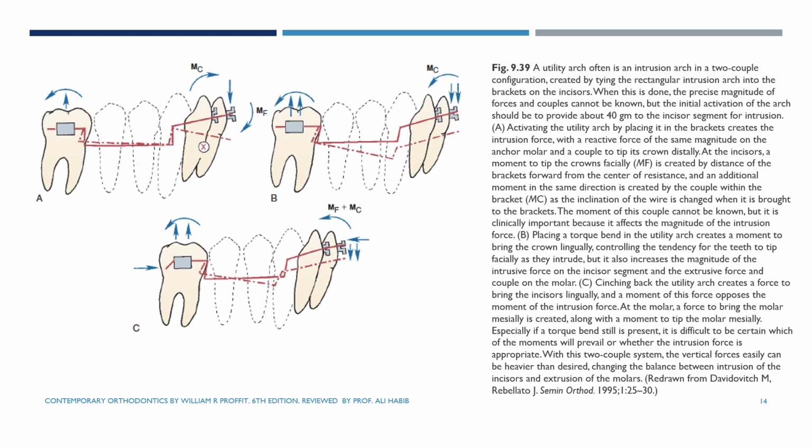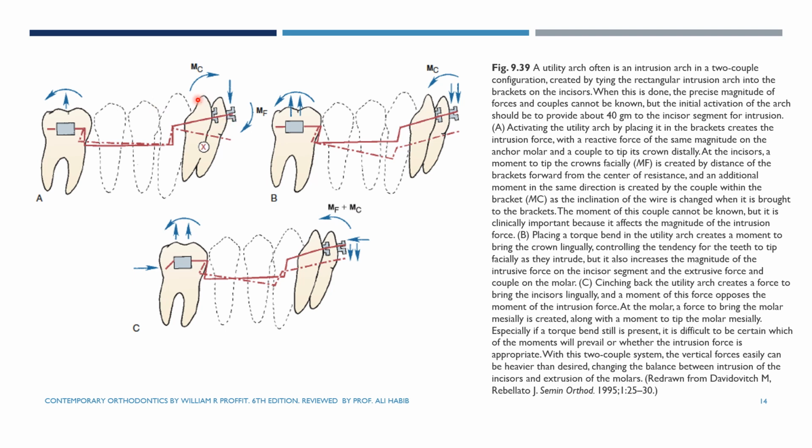This is in the picture in A. This is the utility arch. So what we do, bring rectangular wire, 16x22 for example. Rectangular because it's made of rectangular wire to give more control, and then you activate it by making a V bend here. The anterior segment is engaged in the brackets directly. This makes this design a two couple system. So if it's disengaged, you raise it up, engage it in the bracket, and this will activate the system. You will have intrusive force on the anterior and extrusive force on the posterior teeth.